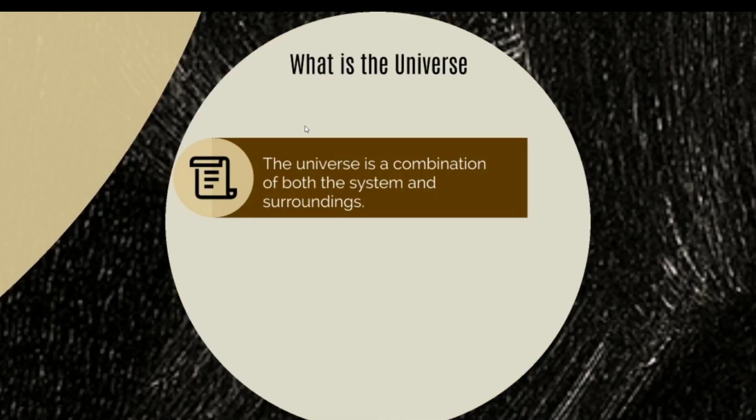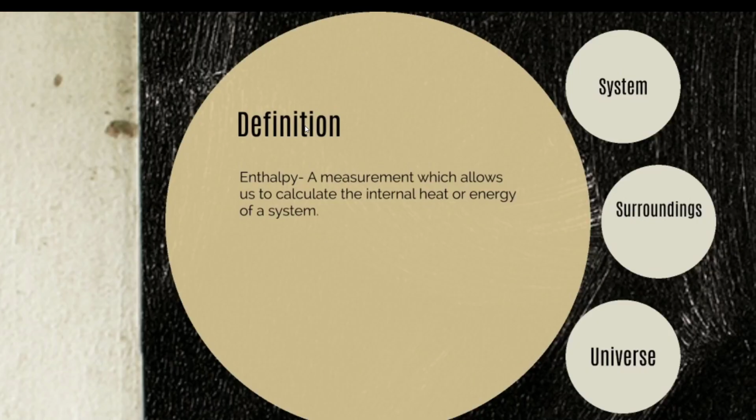And then we have the universe, and the universe is a combination of the system and the surroundings. So that means that enthalpy is going to be our measurement for what we're doing in particular to our system. And one of the things that we're going to talk about is energy coming in from the surroundings or leaving to the surroundings. So that's going to be a topic that we're going to be going over here.